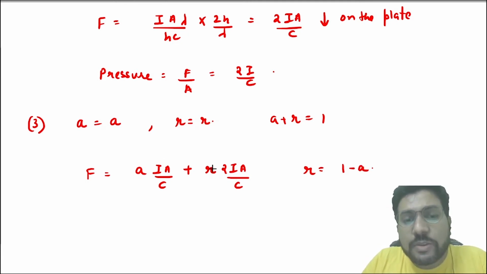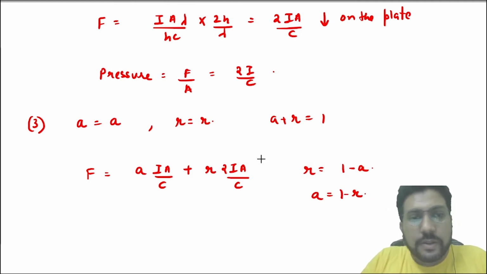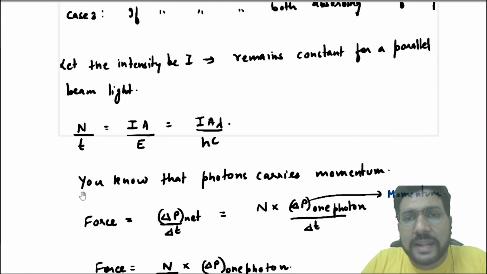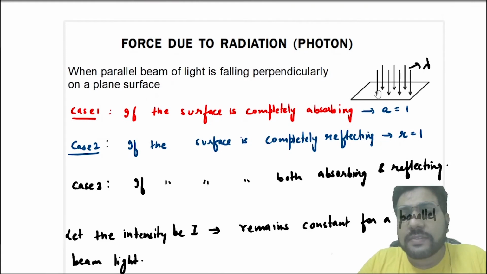If they have only given you R, then A can be written as 1 minus R. Okay, so this was the case when a parallel beam of light is falling perpendicularly on a surface.